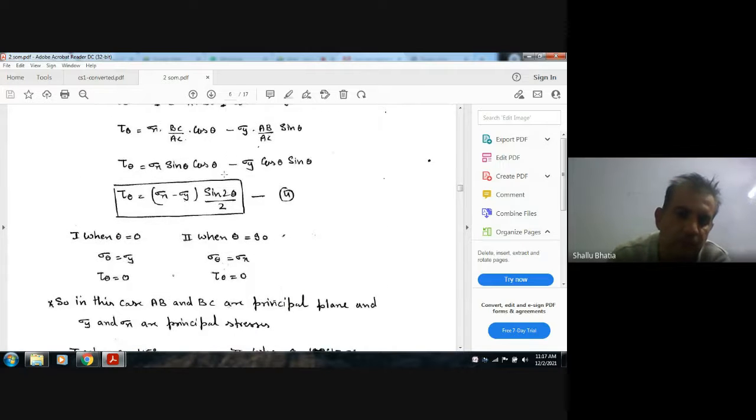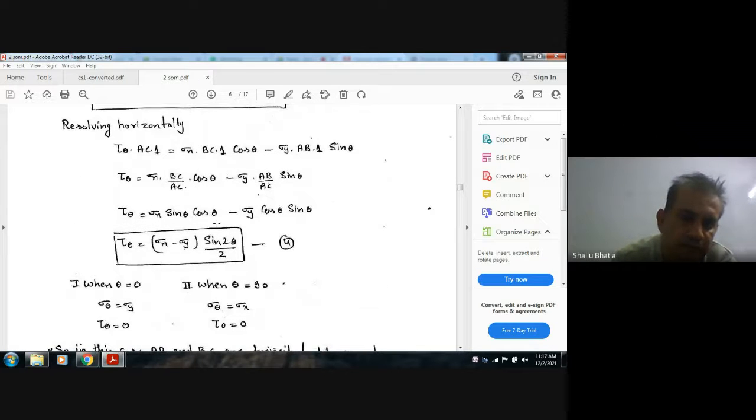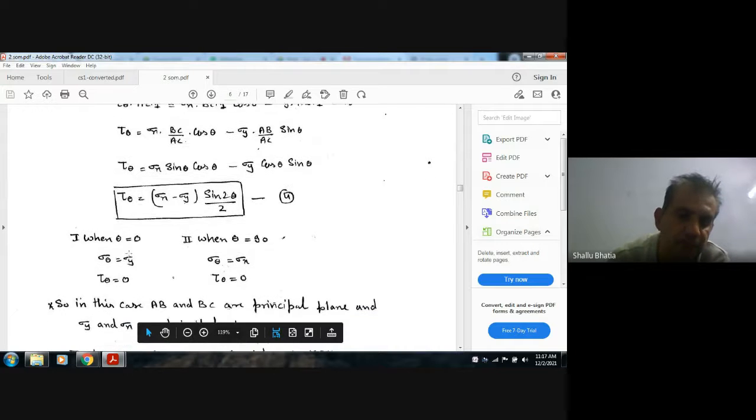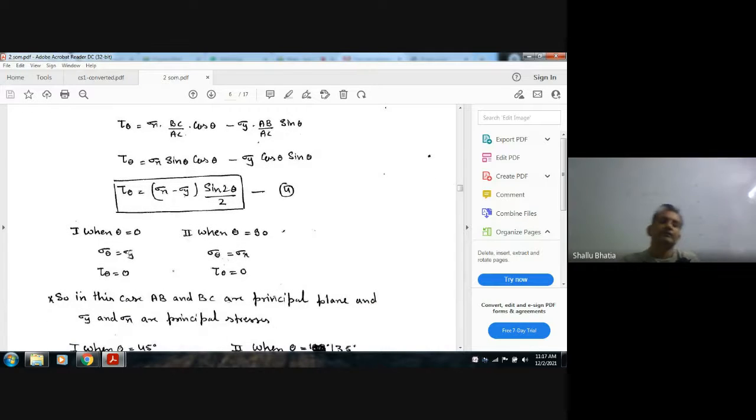Okay, so if we put theta equal to 0, sin 0 will be 0, and if we put theta equal to 90, it will be 180. So then tau theta will be 0 in both cases. So at theta equal to 0 and theta equal to 90, there is no shear stress. It means these are principal planes.